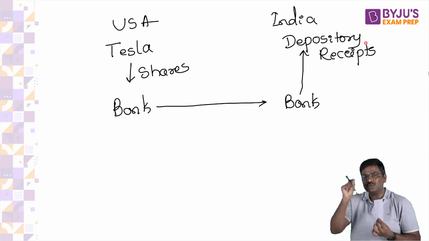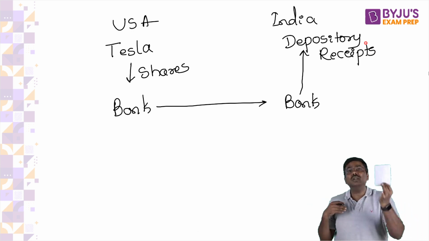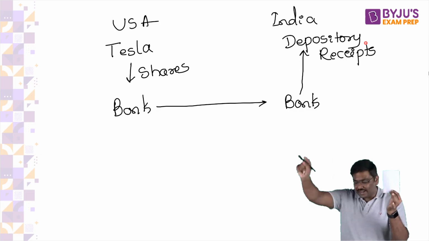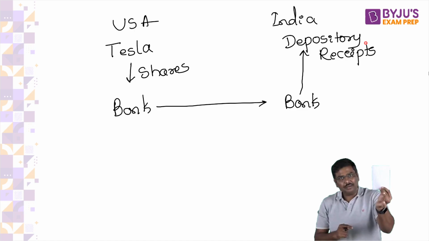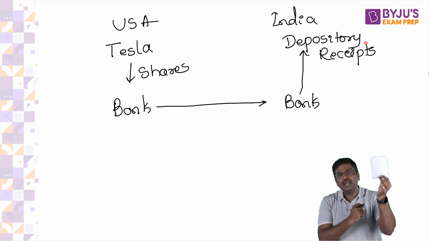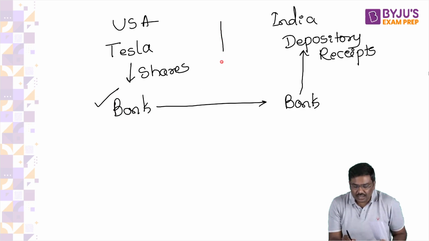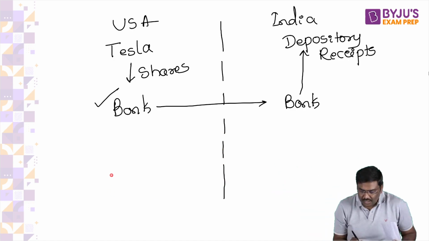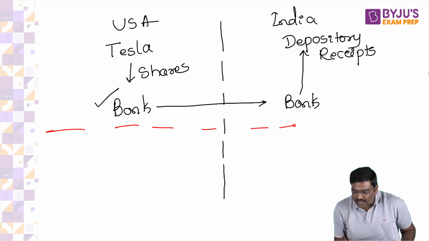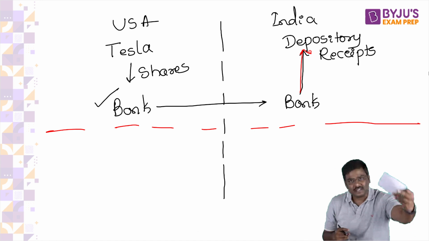I will repeat the process here. Listen first. I'm Tesla company. I want to list my securities in the Indian market. How is that possible? Tesla is already listed in the USA. I will take the shares, approach a custodian institute here, and deposit the shares. Now this custodian institute has an agreement with another custodian bank in India. This custodian bank will issue depository receipts of Tesla shares.